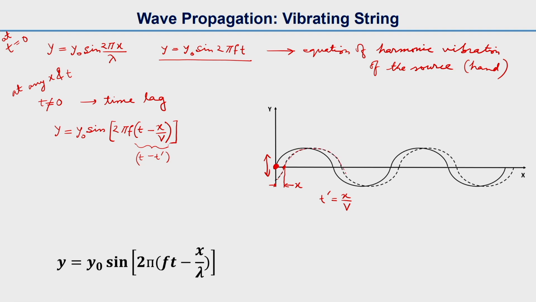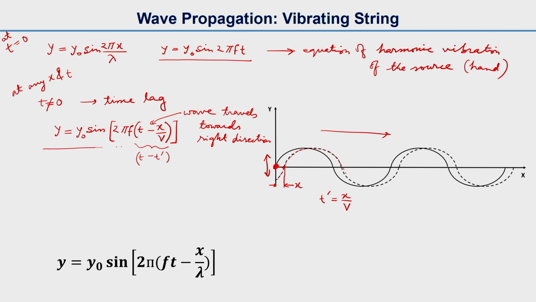So why are we subtracting, why this minus sign? Because the wave is traveling towards the right direction. So it is traveling towards this direction, that is why this negative sign comes. So now this equation will give the displacement at any time t and any position x.